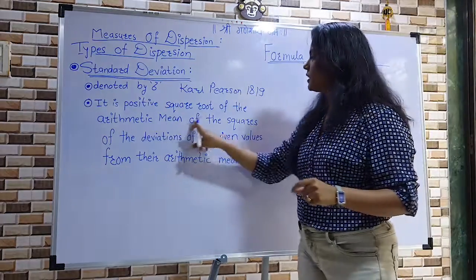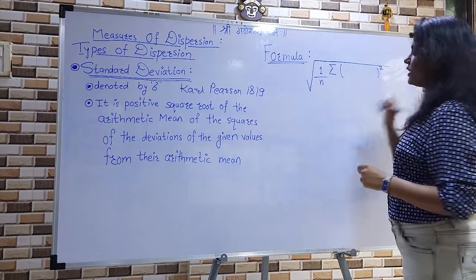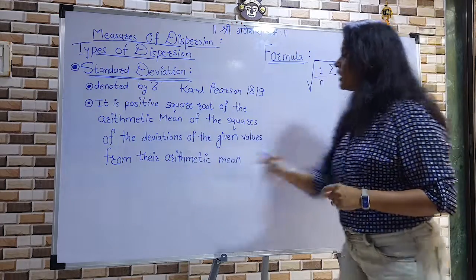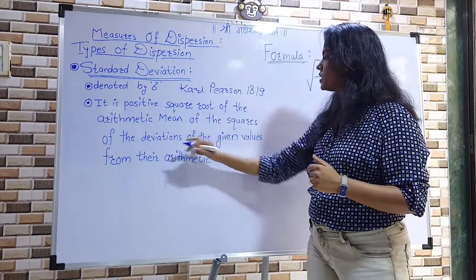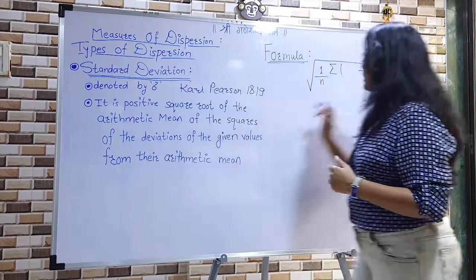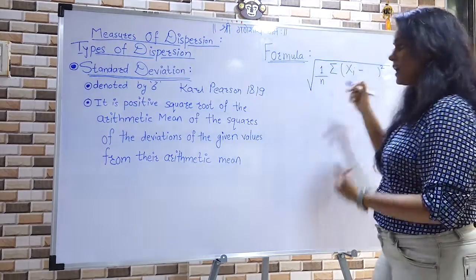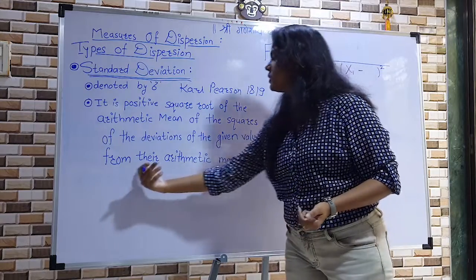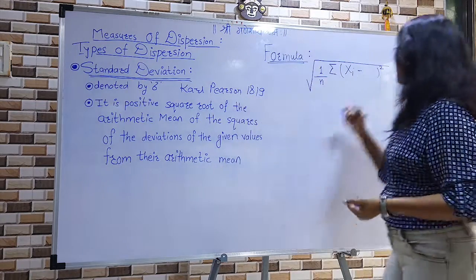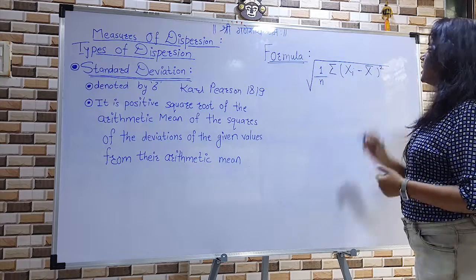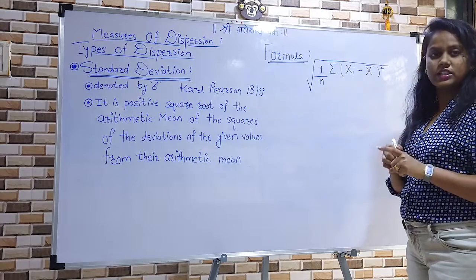Then the arithmetic mean of the squares of the deviations. Now from whom do we have to take the deviations? Deviations of the given values. If your values are denoted by xi, then they are taken from their arithmetic mean, here x bar. So it is a simple formula for the standard deviation.